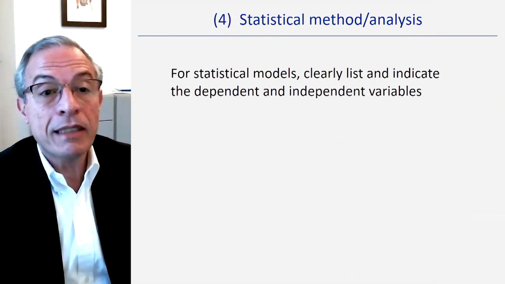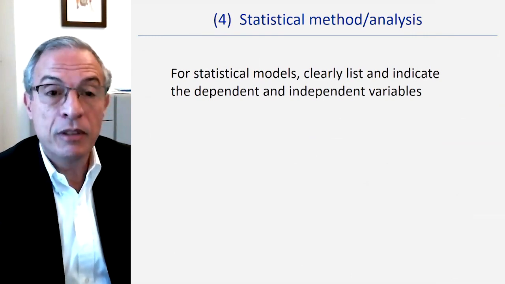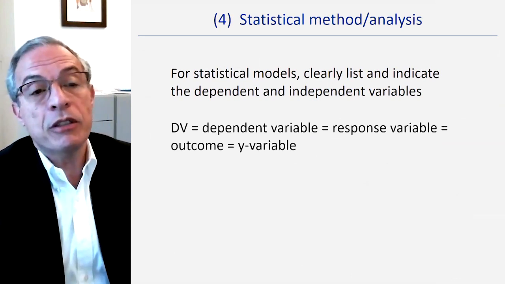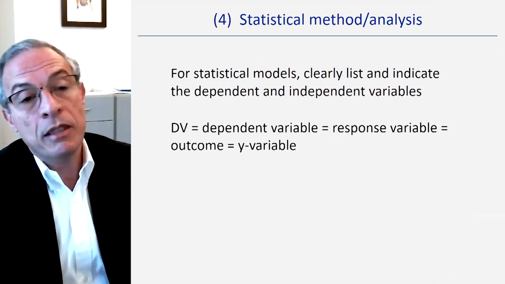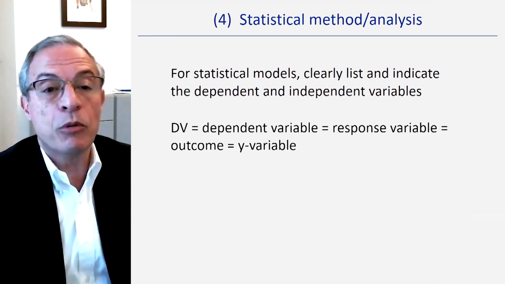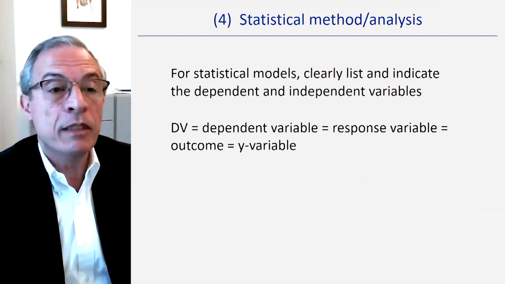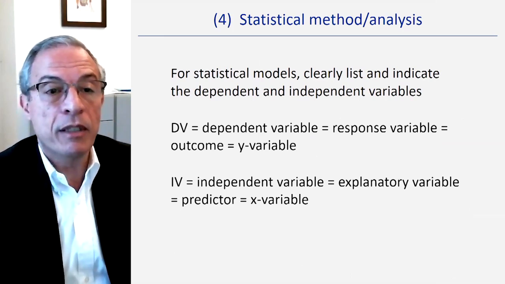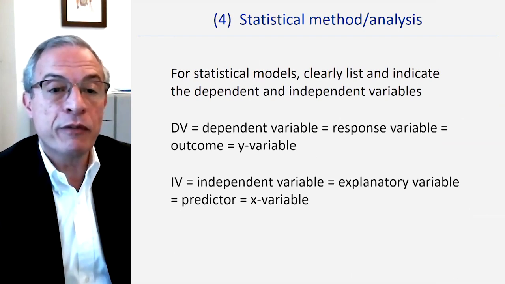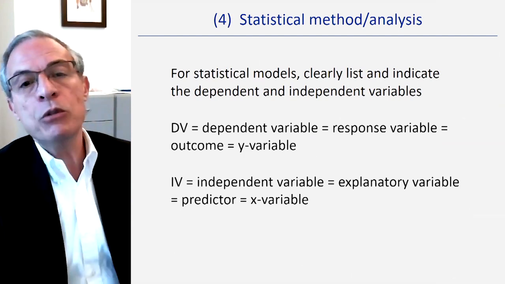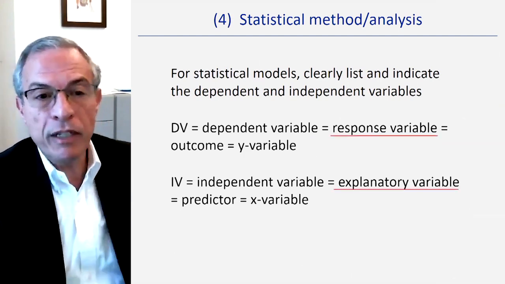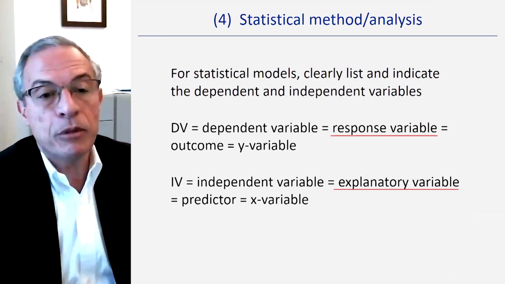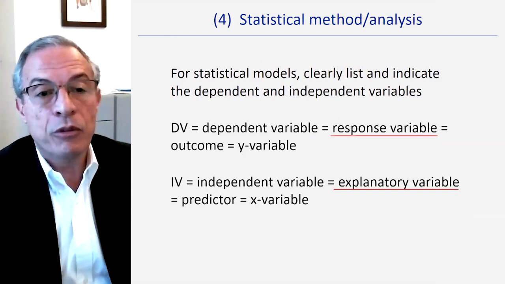For statistical models, clearly list and indicate the dependent and independent variables. Okay, here are some of the expressions that are interchangeable. In some cases, people write DV for dependent variable, or response variable, or outcome, or the Y variable. They all mean the same thing. Independent variable, explanatory variable, predictor, X variable. They all mean the same thing. Whichever expression you prefer is fine. The one I like and the one that is mostly used by statisticians are these two. Response variable for the dependent variable, that's the response. And the explanatory variable, these are the X variables because they explain the variability of the response variable.